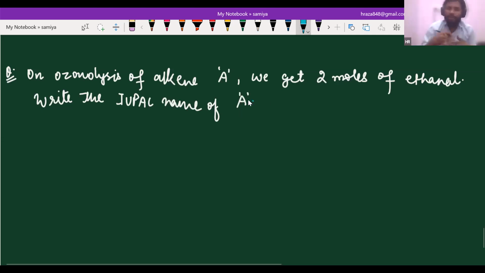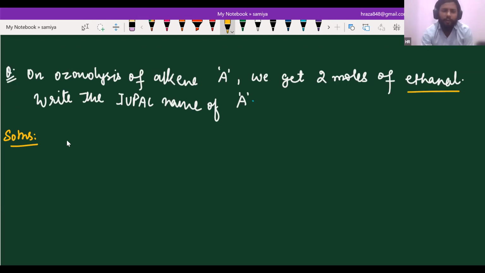So basically the question is opposite. Earlier you were given an alkene, and on ozonolysis you got an aldehyde or a ketone, depending upon the alkene. Now the question is just reversed. You need to find the alkene, or write the name of the alkene, and you have been given the product, 2 moles of ethanol. That means we have CH3CHO 2 times. Is this clear? Have you understood the question?